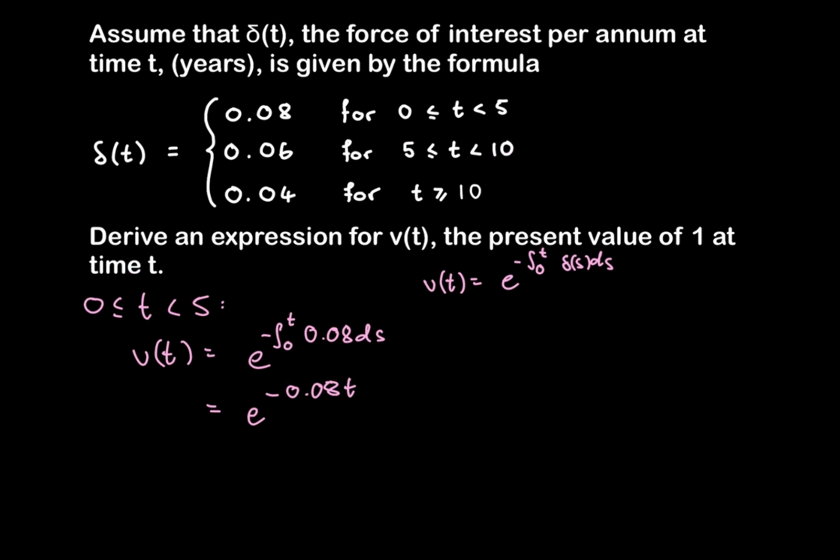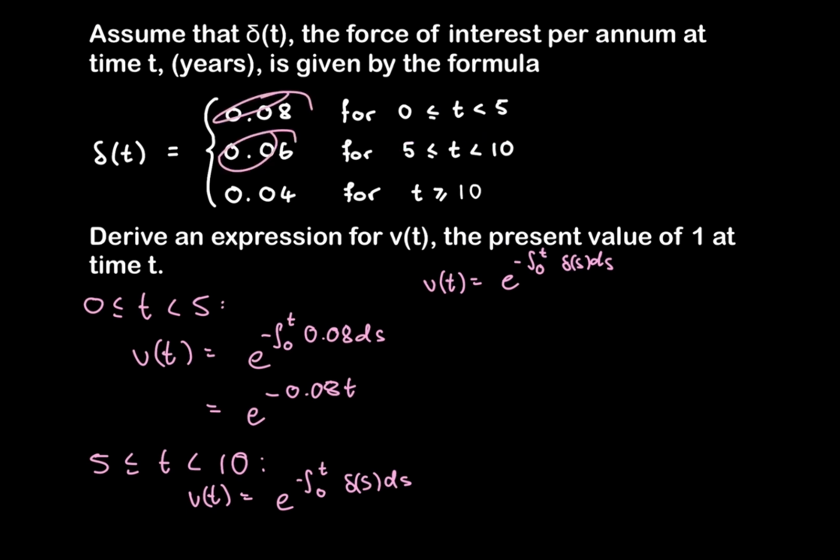So let's now deal with the period between 5 and 10, 5 less than or equal to t less than 10. And now v of t is equal to e to the negative integral from 0 to t of delta s ds. Okay, and now you might ask me, what are we going to do here? Because we have 0 to 5 and then 5 to 10 with different forces of interest. So that's not actually a problem. What we can just do is split it up.